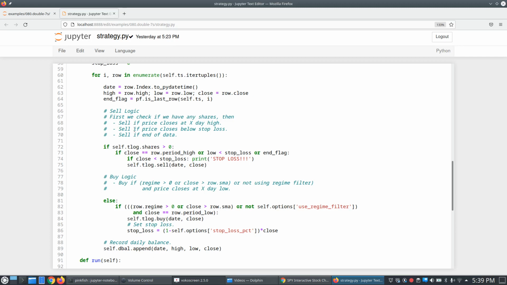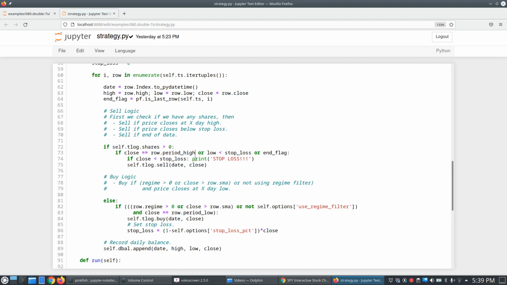And then we implement the sell logic. Sometimes it's easier to implement the sell logic before the buy logic, and that's what I did in this case. So first we check to see if we currently have any shares. That's this line. Then we check to see if the close is equal to the period high, or the day low is less than the stop loss, or we're at the end flag. And if that's the case, we're going to print a message, and then we're going to sell our shares. We print the message because I wanted to find out when the sell happened as a result of stop loss, so that's why that print is there.